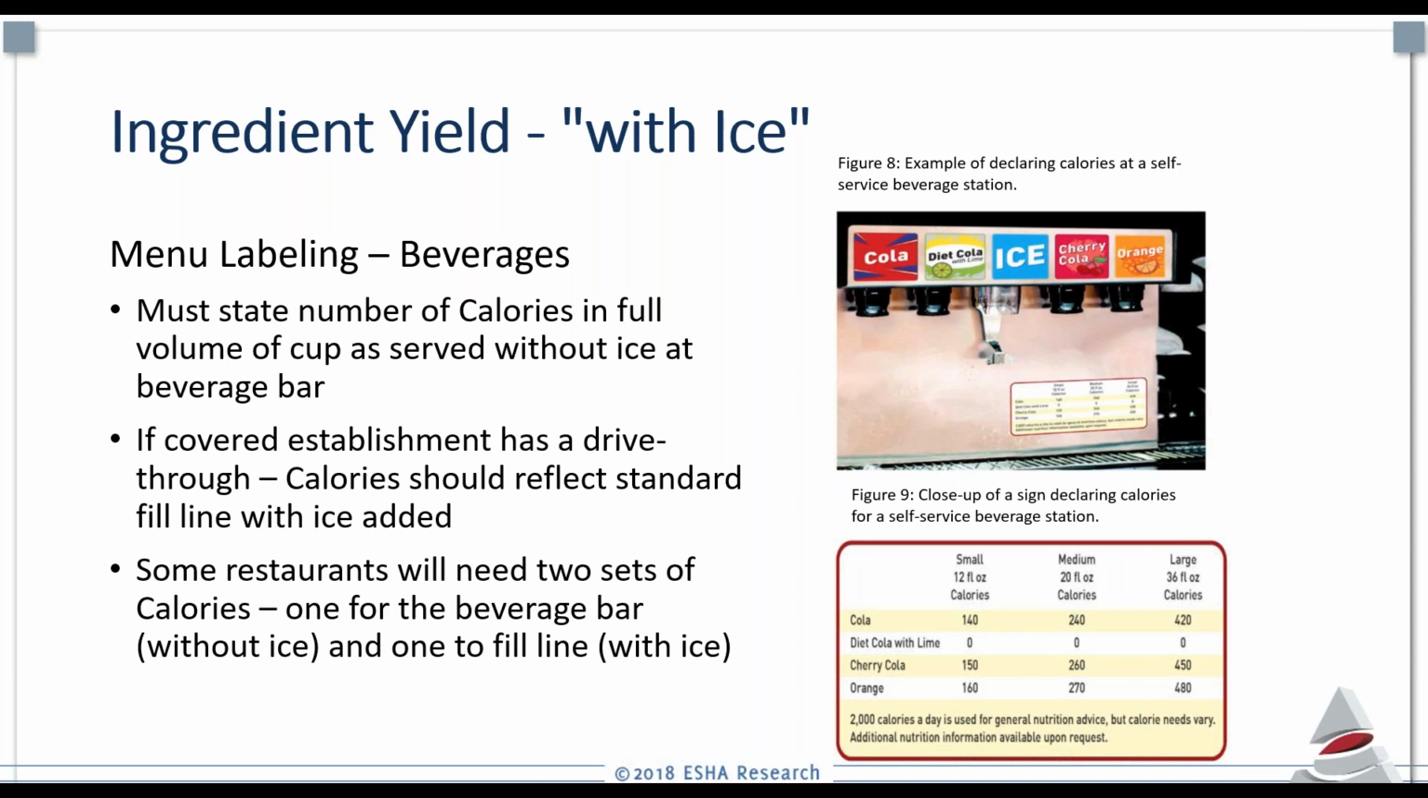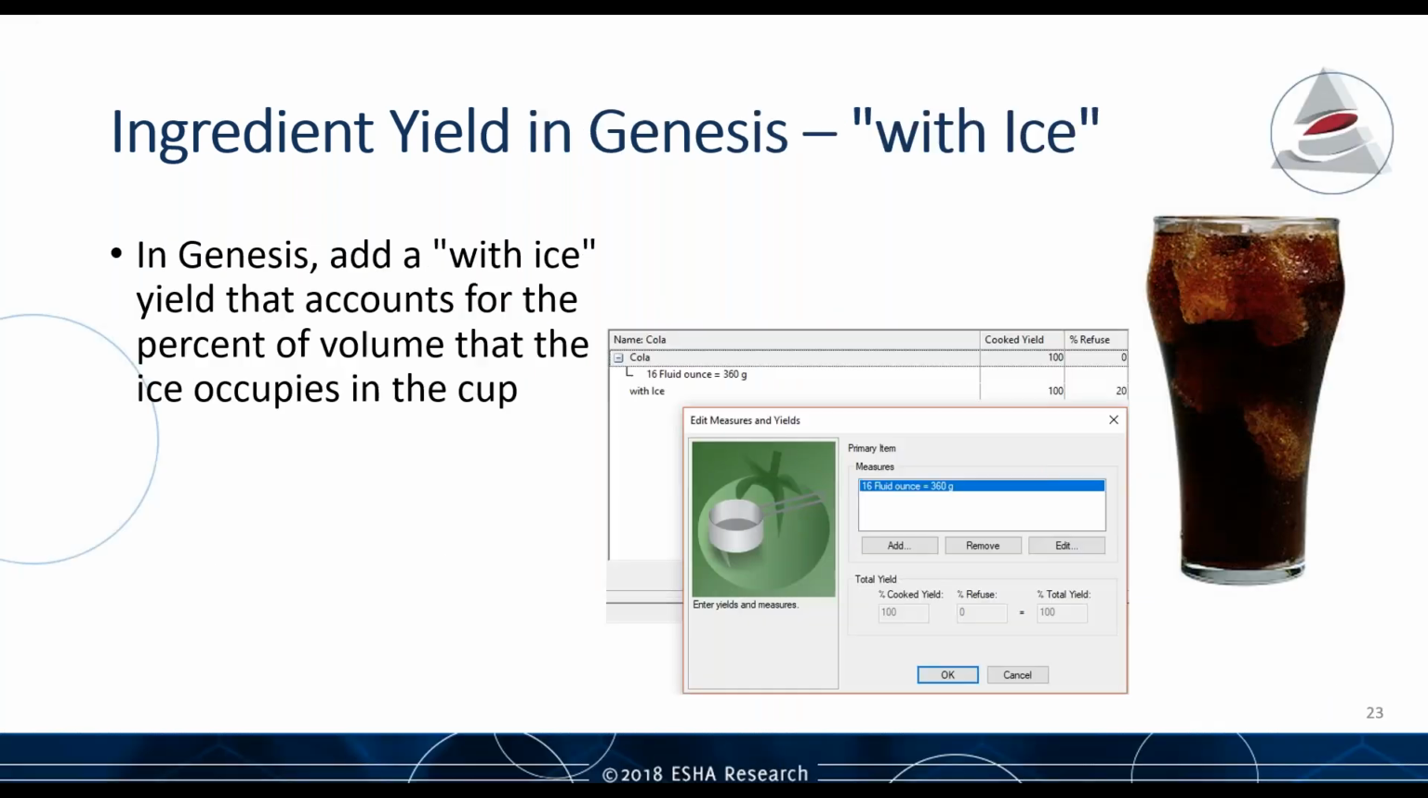Patrons might not choose to have ice, so the cup could potentially be filled to the rim with soda or other beverage from the self-serve station. On the other hand, if the establishment serves beverages to a standard fill line or a standard amount of ice, like at the drive-through, declared calories would take into account the standard fill and the ice added. Given that, some establishments may need 2 different sets of calories, for with ice and without ice, to accommodate these requirements.